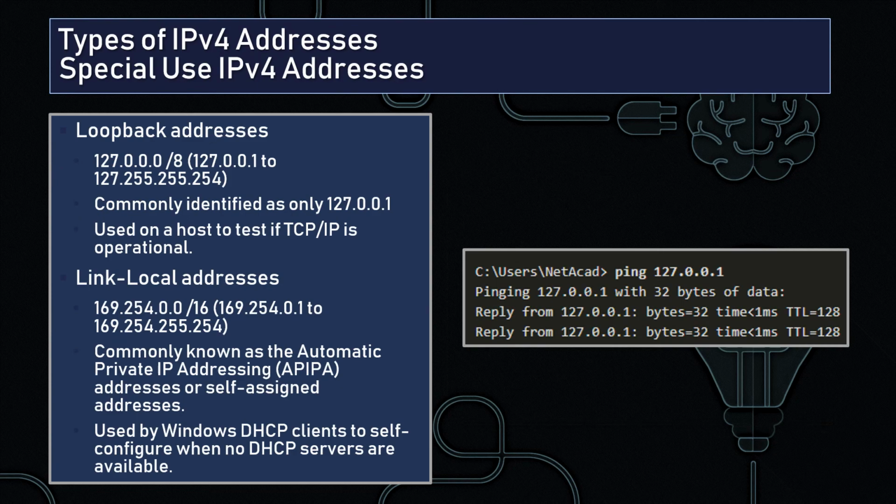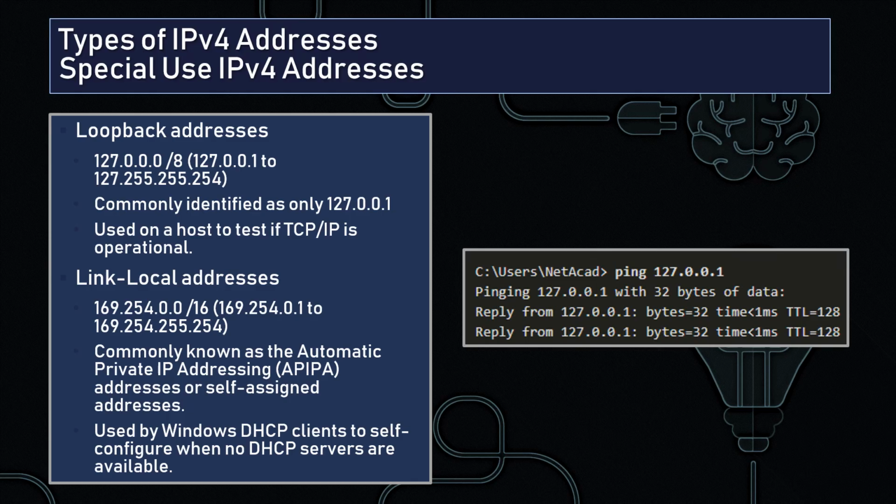There's also a series of ranges for loopback addresses. Pretty much anything that starts with a 127 is considered a loopback, commonly identified as only 127.0.0.1. This is used to test if the TCP/IP stack is operational. The time should always be less than 1 millisecond, and the TTL should always be 128 unless you set it to a different value manually, because it has not transitioned to any other devices, and it's testing itself, so there's no time of transit, so it should always be less than 1 millisecond.